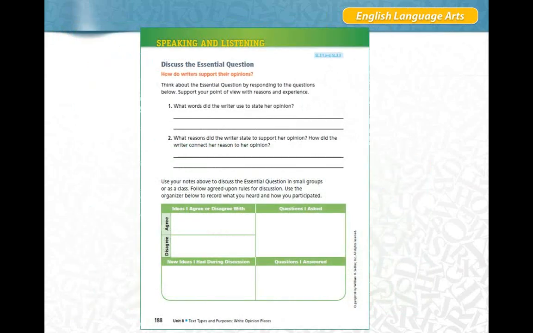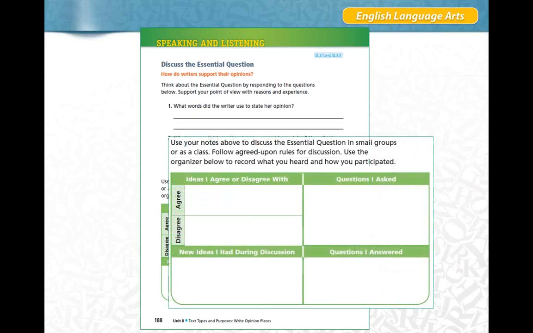On other speaking and listening pages, we have a discussion of the essential question, and then we have a guide that will help the students with their notes before preparing for the discussion as well as during the discussion: the questions that I've asked, the questions that I can answer, new ideas that I had. So it really gets the student involved in the learning.